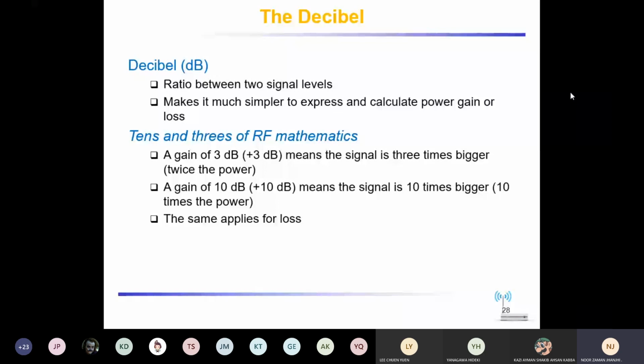What is the difference between that? For your better understanding, you make it simple. It makes it much simpler to express and calculate the power gain or loss. So we are using decibels for the power gain and loss. But how? You see here, a very tricky thing. This is actually defined in radio frequency mathematics in tens and threes. So what is the 10 and 3?